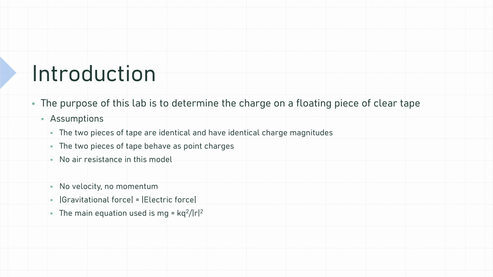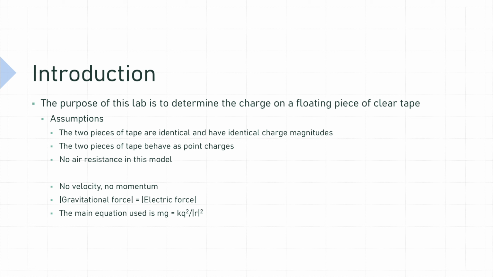The first assumption is that the two pieces of tape are identical and have identical charge magnitudes. The two pieces of tape behave as point charges, and there is no air resistance in this model. This allows us to use the point charge model, and you can use Coulomb's law in order to determine what the charge of a floating piece of tape is.